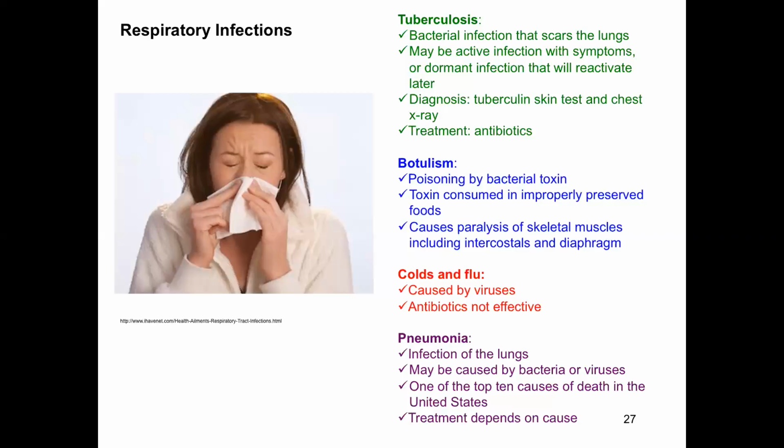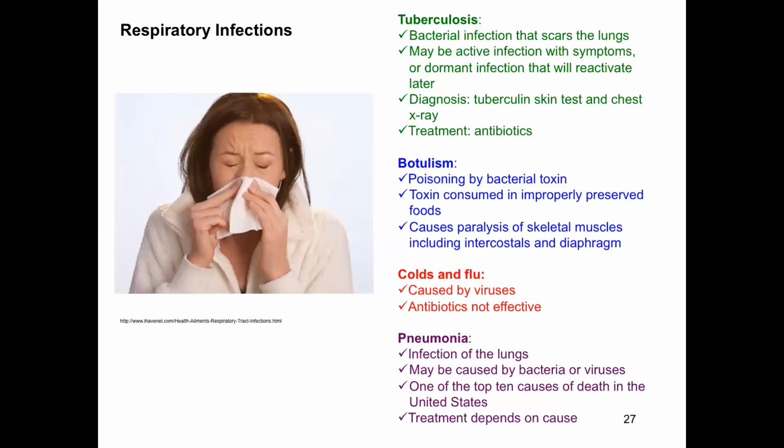Very contagious though. Botulism, this is a poisoning by a bacterial toxin, and it causes paralysis of skeletal muscles. Why is that important for respiratory pathways? Well, that diaphragm, remember? Skeletal muscle, as well as your intercostals. So you lose the ability to breathe because this toxin basically paralyzes your muscles. Colds and flu caused by viruses, so therefore antibiotics are not effective. Okay, so please don't go to your doctor asking for antibiotics for your cold and flu. It's just causing a whole antibiotic resistance thing that's going on. So it won't work.